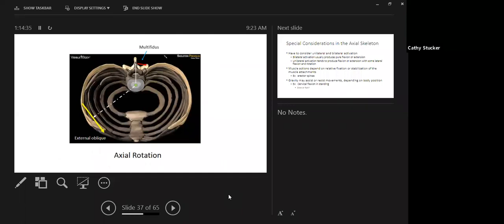And this is another close-up of the external oblique and the multifidi. That dashed line is the moment arm for external oblique. That solid arrow is the moment arm for multifidi. So definitely advantage to external oblique.